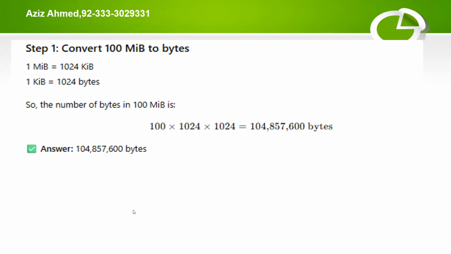100 MB. So 1 MB is 1024 KB. 1 KB is 1024 bytes. So the number of bytes in 100 MB is 100 multiplied by 1024 multiplied by 1024, which is 104,857,600 bytes.